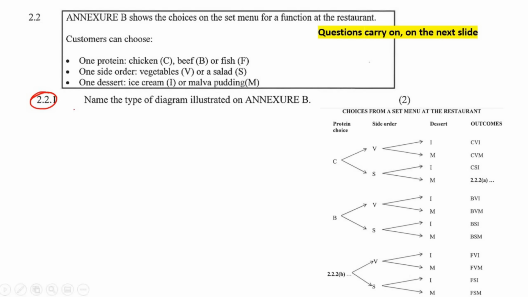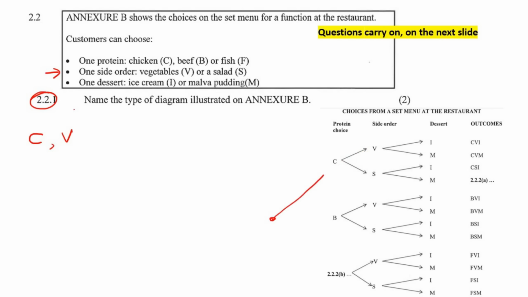Now it could be one side order. So your first choice is either you choose chicken, beef, or fish. Then you move on to your next option, which is your side order, which could either be vegetables or a salad. And then you have a dessert. So, for example, you could choose chicken for your protein, vegetables for your side order. So that would go chicken, vegetables.